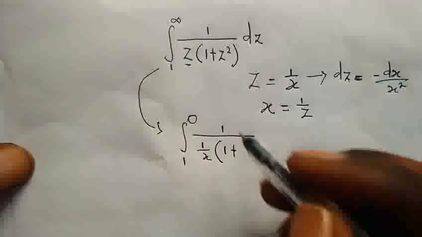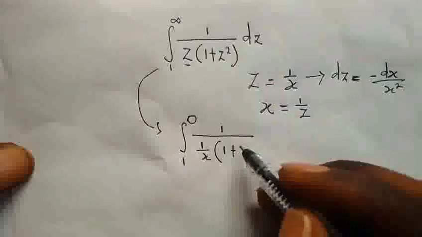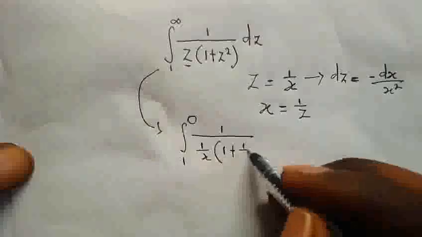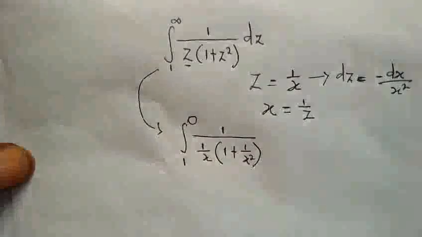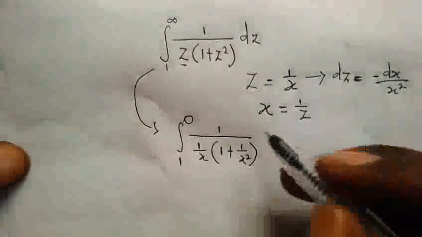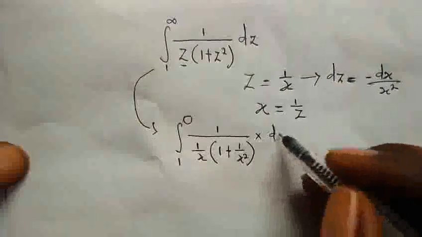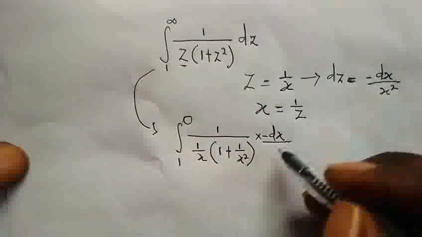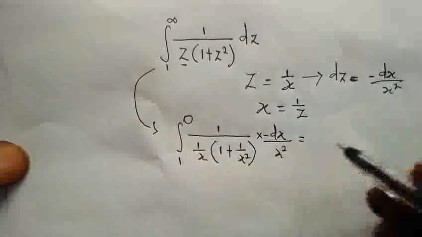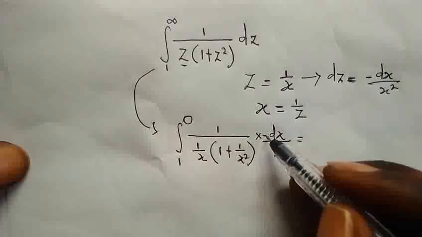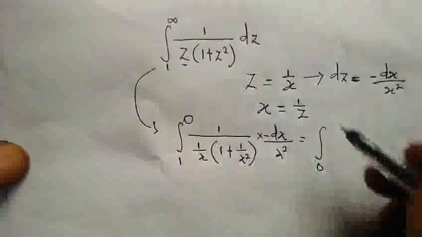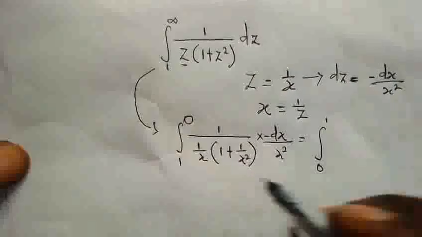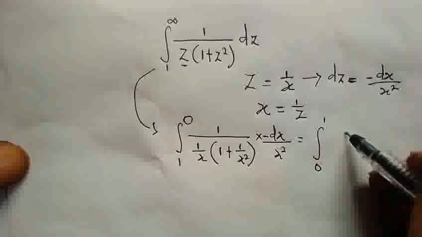So here we have 1 all over z, which is equal to 1 all over x, open bracket 1 plus z squared, which is going to be 1 all over x raised to power 2, since z is equal to 1 all over x. Our dz is going to be negative dx all over x raised to power 2. With this negative sign cancelled out, our limits switch from 0 to 1.